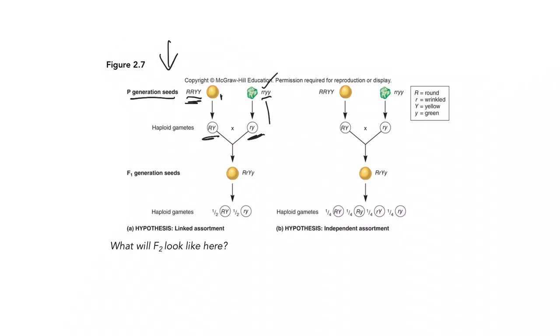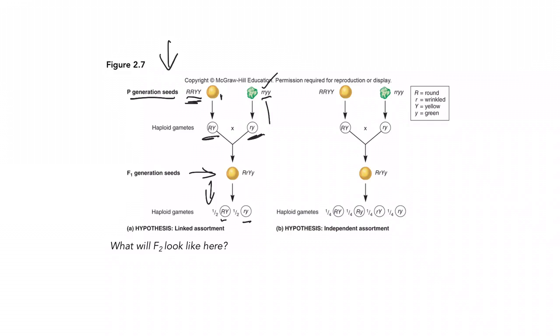So what's happening here then is that every time you have a round seed texture, you've also got a yellow color. So in the F1, we still would get heterozygotes. Those individuals would express the dominant traits, that would be round and yellow. Again, because these are linked, we would only produce gametes that have the big R allele and the big Y allele together, and the other half of the gametes would only be the ones with the little r and the little y allele.